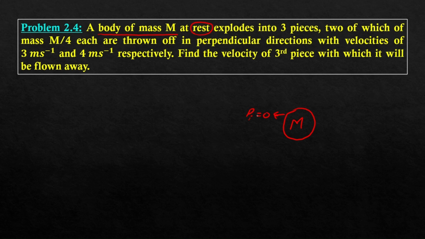It must be noted that the body is at rest, so the initial momentum is equal to 0, and the body is exploded into three pieces. So let's say these three pieces are these. The mass of the first piece is m by 4 and the mass of the second piece is m by 4, but the mass of the third piece is unknown.